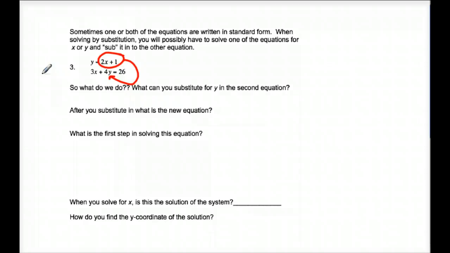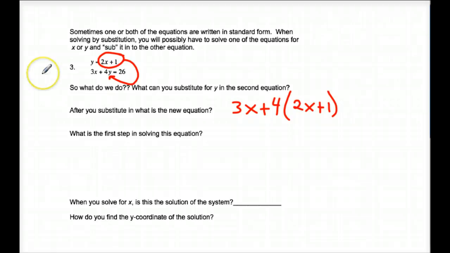There's a lot of work here. Go to the side. I'm going to write 3x plus 4 times the quantity of 2x plus 1, because that's what y really is. Y is 2x plus 1. And then that will equal 26. What did I accomplish by doing that? Why did I do that? Something major happened, people. And once you understand this, you're going to get it.